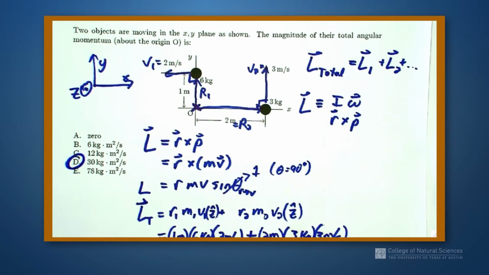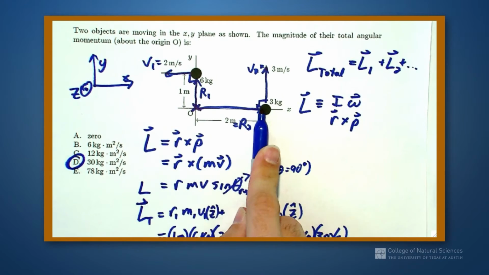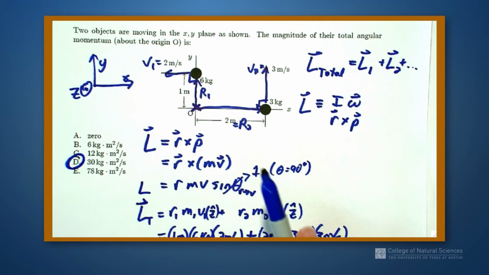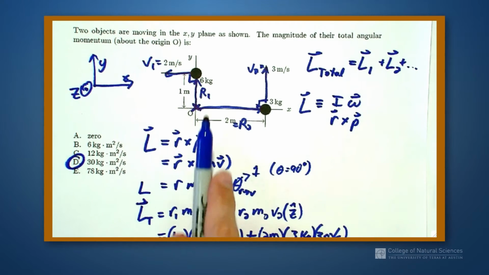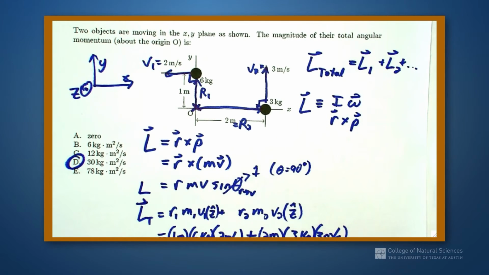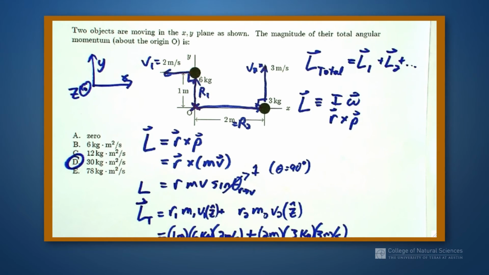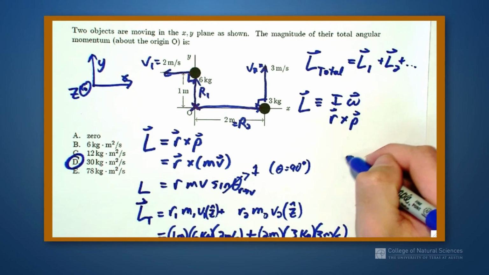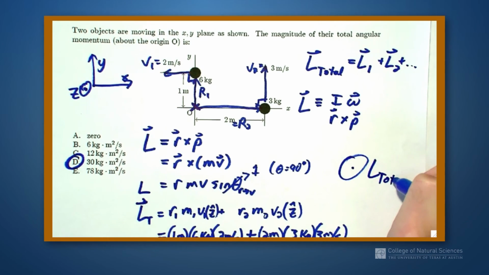So just running through everything, I needed to figure out r cross p for each of the individuals and add them together, but being careful that this is a vector equation, so I have to make sure, using my right-hand rule, that I'm actually adding the vectors together in the right direction. So the last thing to note is that the total angular momentum is 30 kilogram meters squared per second in the positive z hat direction. So it actually points out of the page at us.